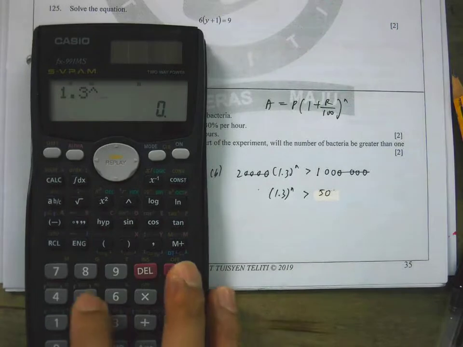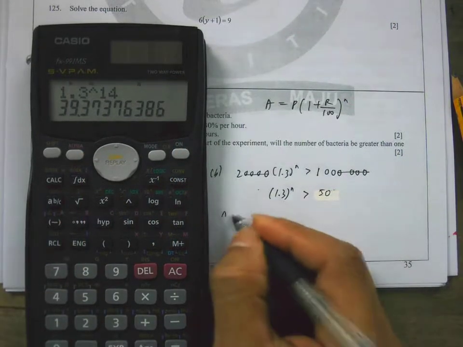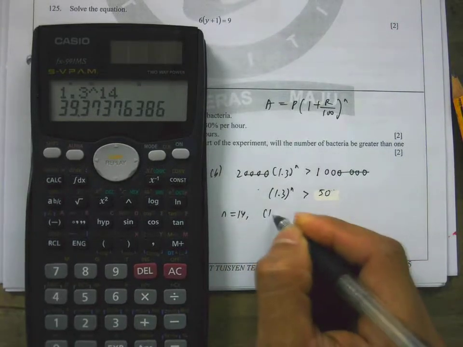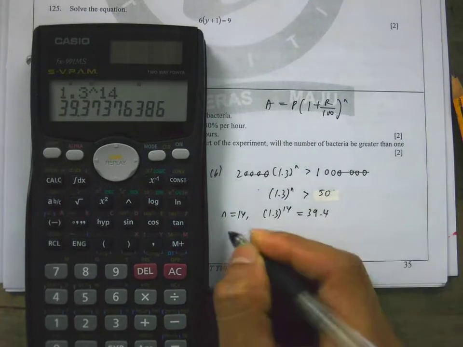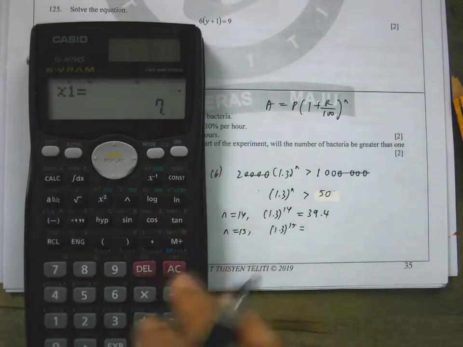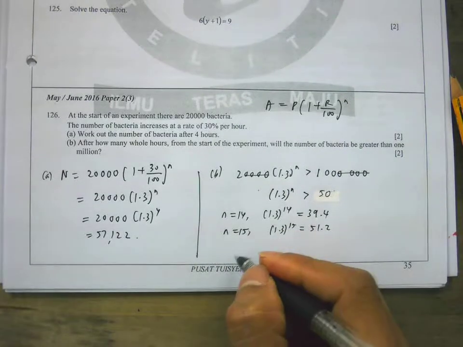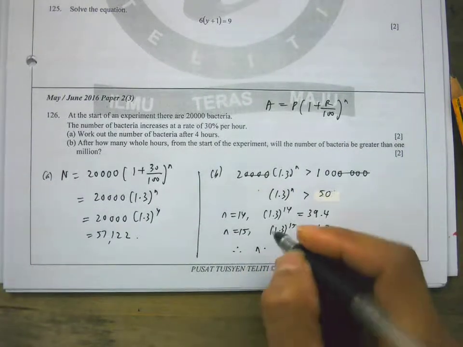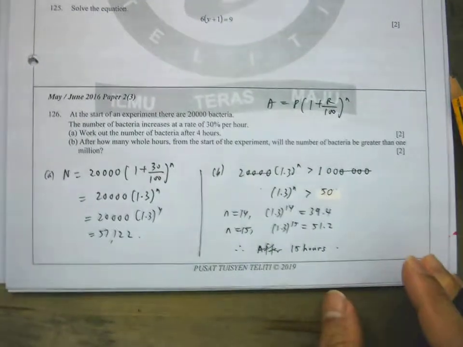So I try 1.3 power 20. Is it more than 50? Yes. How about 15? Yes. How about 14? No. So we let n equal 14. 1.3 power 14 is 39.4. We let n equal 15. 1.3 power 15 is 51. The answer is after 15 hours. Whole hours, so take the integer.